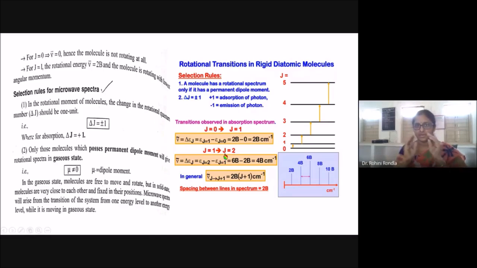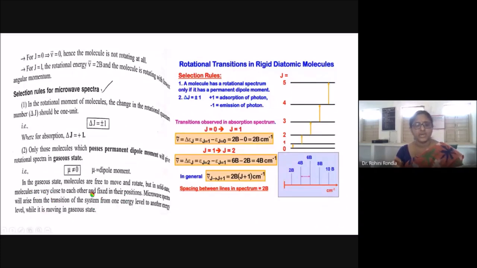ముందే చెప్పుకున్నాం, ప్రిన్సిపల్ లో, required conditions: molecule should be dipolar, polar in nature, it should have dipole moment value అని చెప్పుకున్నాం, అవునా? So these two are the main conditions to give microwave spectra. First thing is, in the rotational movement of molecules, the change in the rotational quantum number should be 1 unit, that is delta J is equal to plus or minus 1. And number 2, molecules should have permanent dipole moment, and then only those molecules will give this microwave spectra in the gaseous state. Okay, here simple ఒక information ఇచ్చారు, that is simple.